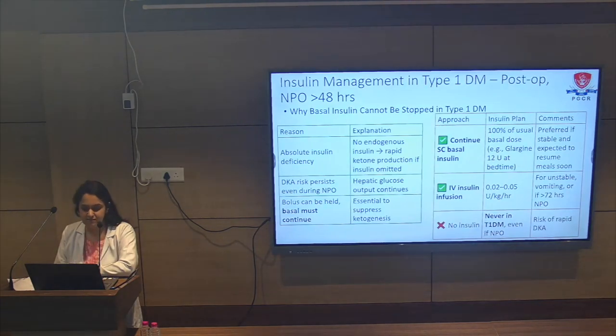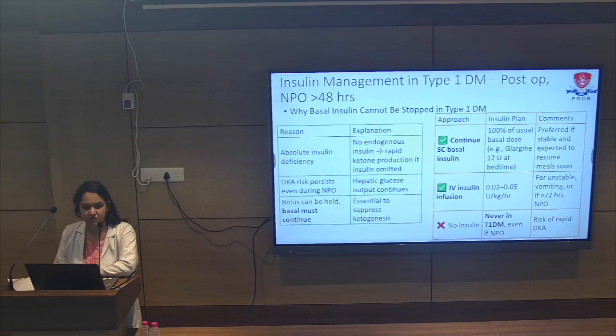We stop all anti-diabetic drugs, fearing that there will be hypoglycemia. But type 1 diabetes is a situation where insulin is required not only for blood sugar control but for survival. So they will need insulin no matter what. However, the dose may be less or more depending on the situation and individual scenario, but it should not be completely stopped.